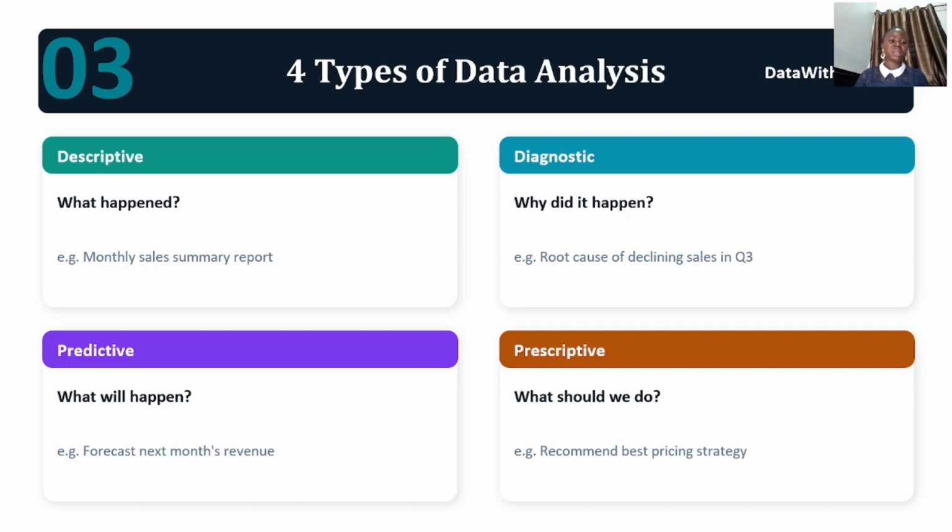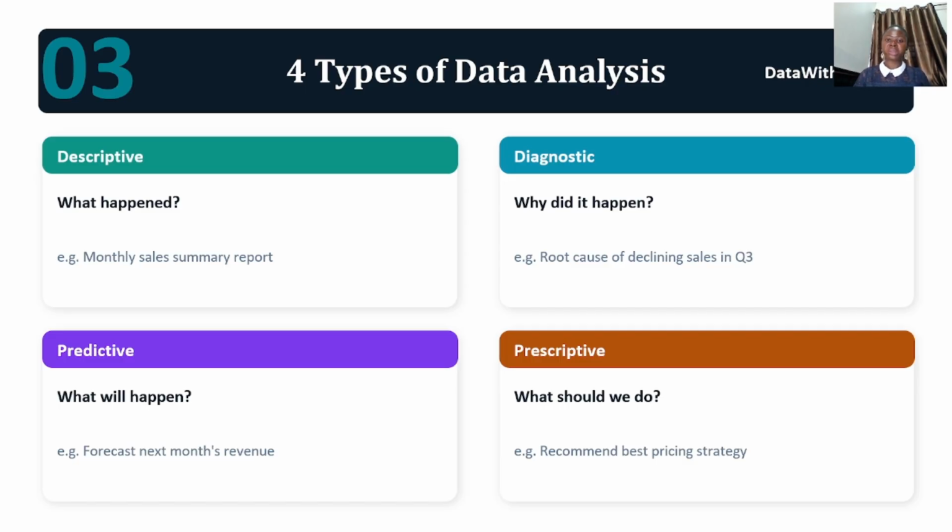Okay, so the next one is predictive analysis. What is predictive analysis? It is solving the problem of what will happen. With predictive, you want to use the past record to forecast the future. Okay, for example, you want to forecast the next month's revenue using the past record. So that is predictive analysis.